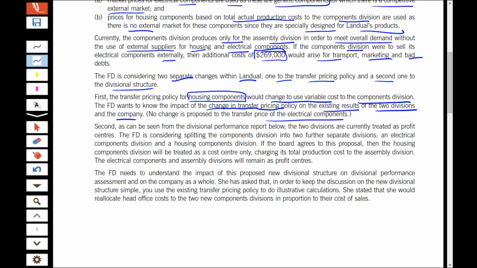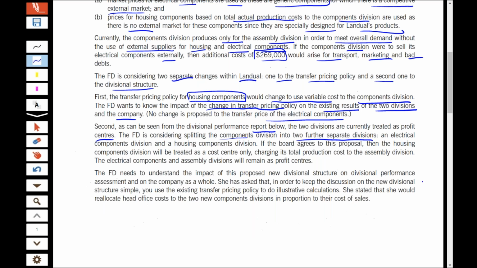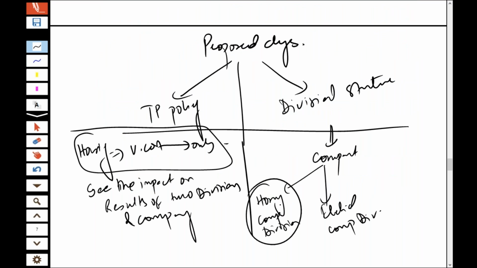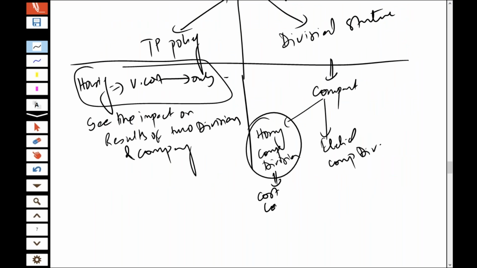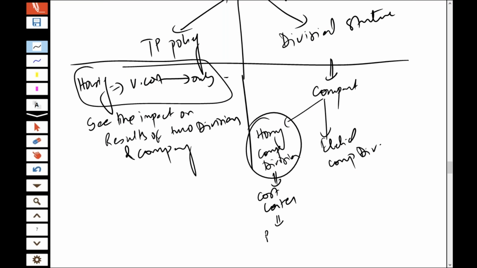The second one is, as can be seen from the divisional performance report below, the two divisions are currently treated as profit centers. FD is considering splitting the component division into separate divisions for electrical component and housing component. If the board agrees to this proposal, then the housing component division will be treated as a cost center only, charging its total production cost to the assembly division.